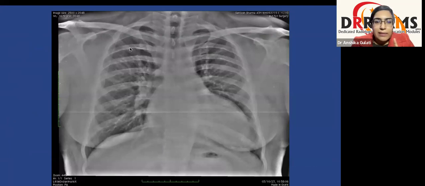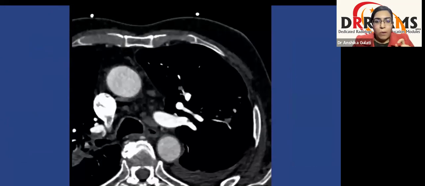I hope it is clear to everyone. There is a notching on the inferior surface of the third to eighth ribs in this case on both the sides. This was a case of coarctation of aorta. Because of multiple collateral channels, this leads to rib notching on the inferior surface.